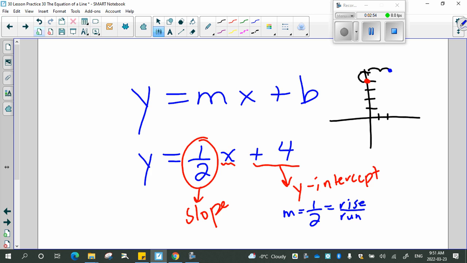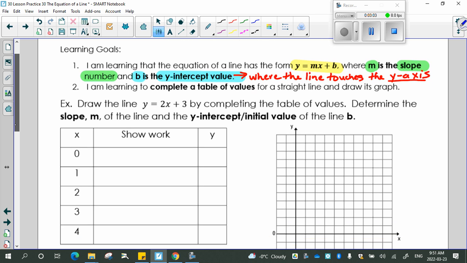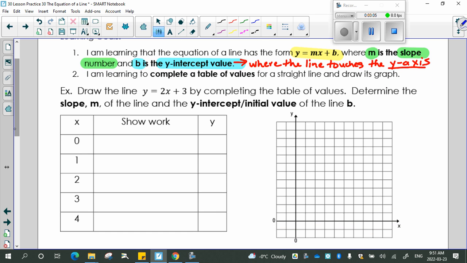Right? Okay, so back to here, and we're learning to complete a table of values for a straight line and draw its graph. So our first example, we're going to draw the line y equals 2x plus 3 by completing the table of values. How many people have used an equation to complete a table of values before? No? Okay. So here's our equation.